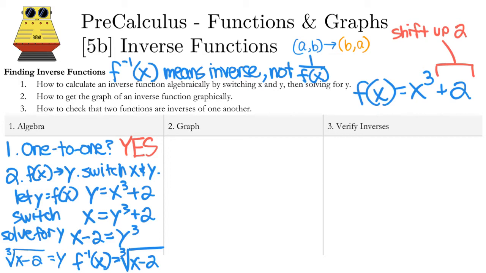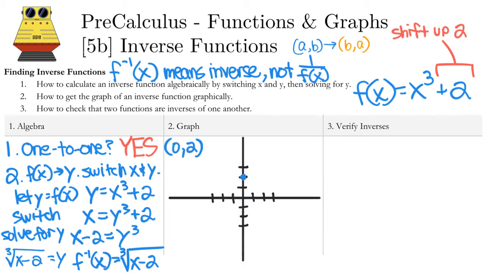The second part is how to get the graph of an inverse function graphically. First, let's draw a coordinate plane. We only need a few tick marks. 3 on the left, 3 on the right, 3 on the bottom, 3 on the top. Let's plot the y-intercept. If we plug 0 into the original function, we get 0 cubed plus 2. So one point on the graph is 0, 2.